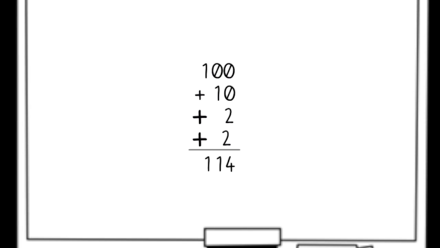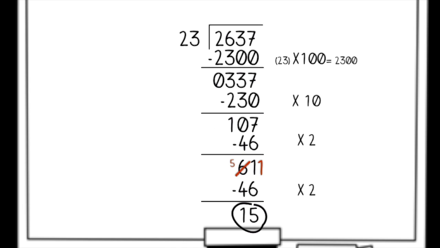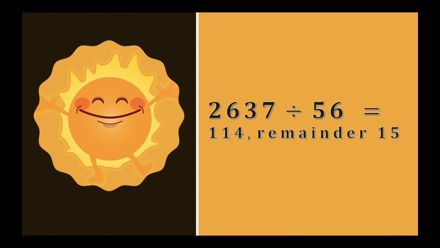That means that our answer is that 23 fits into 2,637 114 times. But we had 15 left over, so we add that on as a remainder. Therefore, 2,637 divided by 23 equals 114, with a remainder of 15.